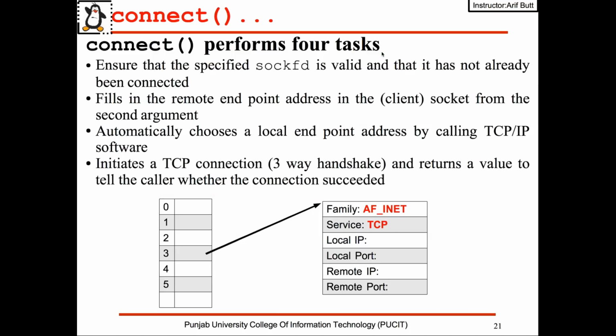The connect performs these 4 tasks. First of all, it ensures that the specific socket descriptor is valid and it is not already connected. It fills in the remote endpoint address in the client socket from the second argument, and automatically chooses a local endpoint address by calling the TCP/IP software. And finally, it initiates the 3-way handshake, as we have seen.